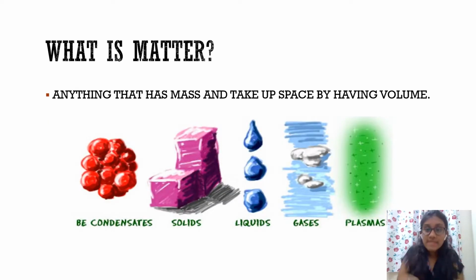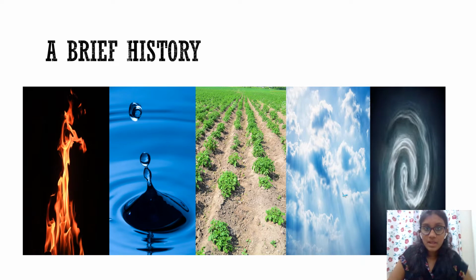Now, what is matter? Any substance that has mass and takes up space by having volume is considered to be matter. A brief history as to how people classified matter in the olden times. According to the early Indian philosophers, matter was made of 5 basic elements: fire, water, earth, sky, and air. These 5 elements were collectively known as the Panchtattva. Even the ancient Greek philosophers had a very similar classification.